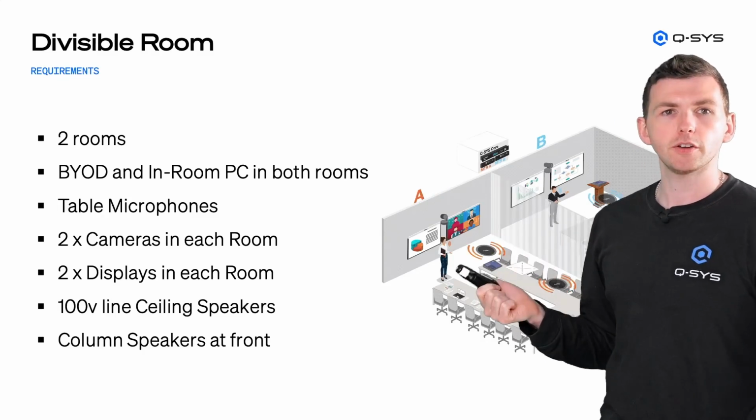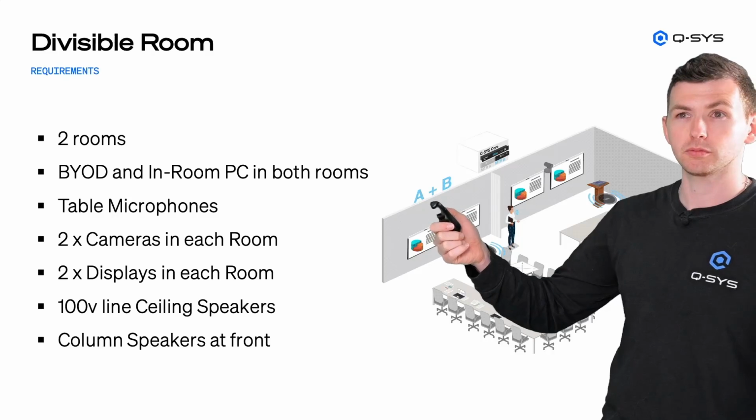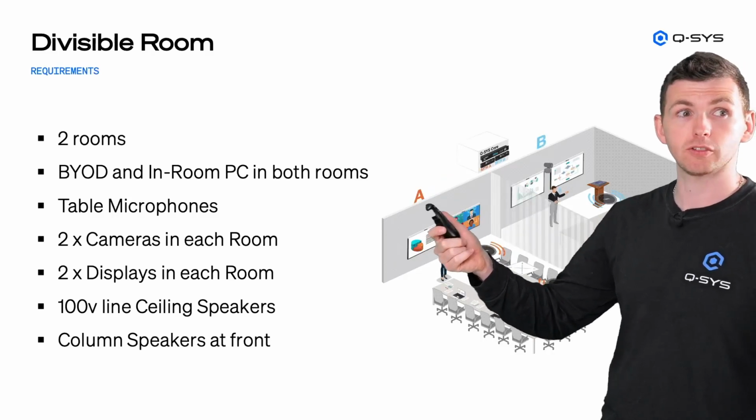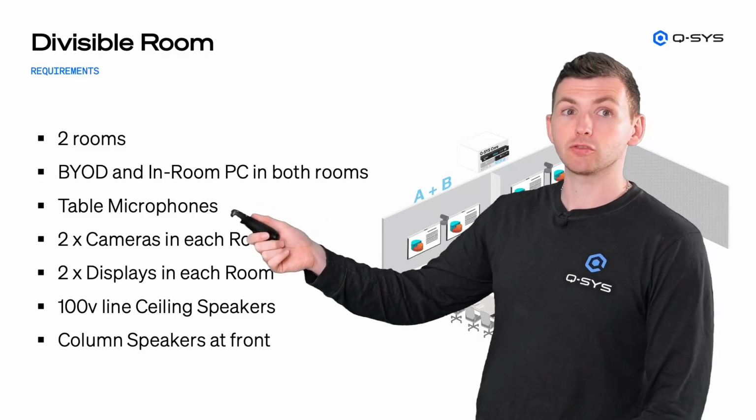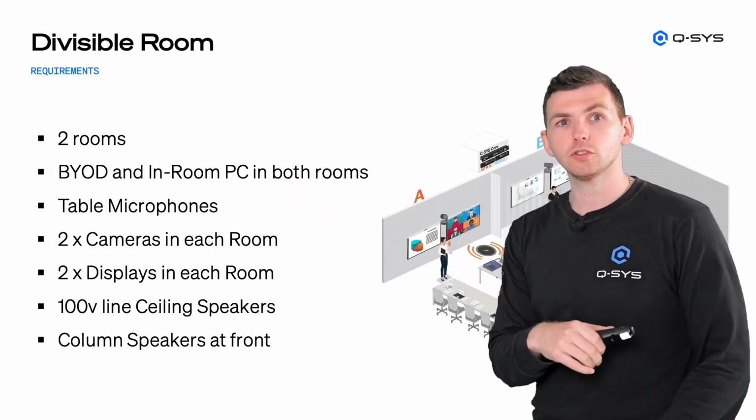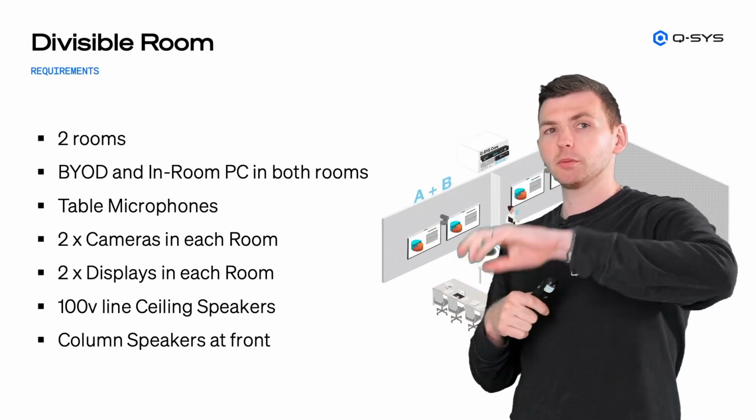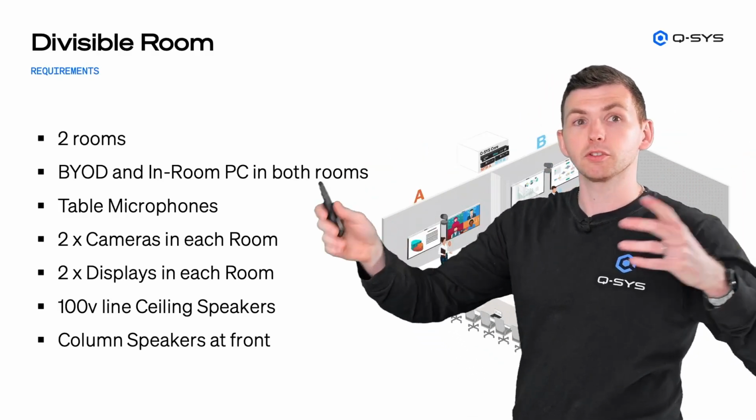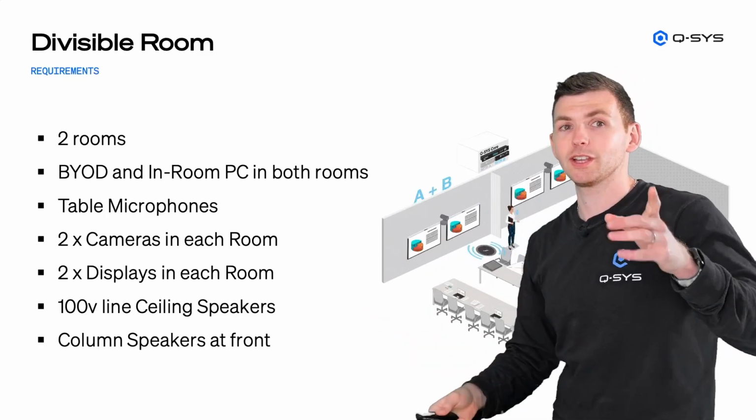So two rooms. We've then got bring your own device and an in-room PC in both rooms, okay? So maybe that's going to be tricky. We're going to have table microphones. We're going to have two cameras in each room, so 4 total. And of course, that needs to work so that 2 cameras go to one PC. But then when the rooms combine, we want the 4 cameras to go to any PC, right? That could be really tricky. It's not going to be tricky, but it could be.